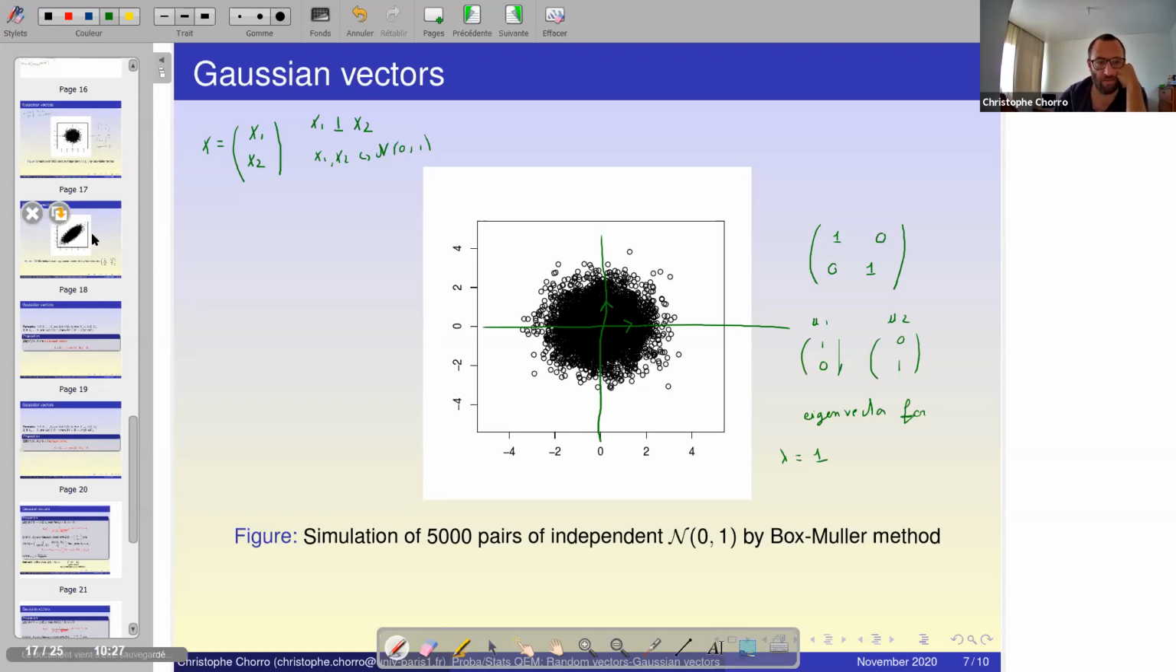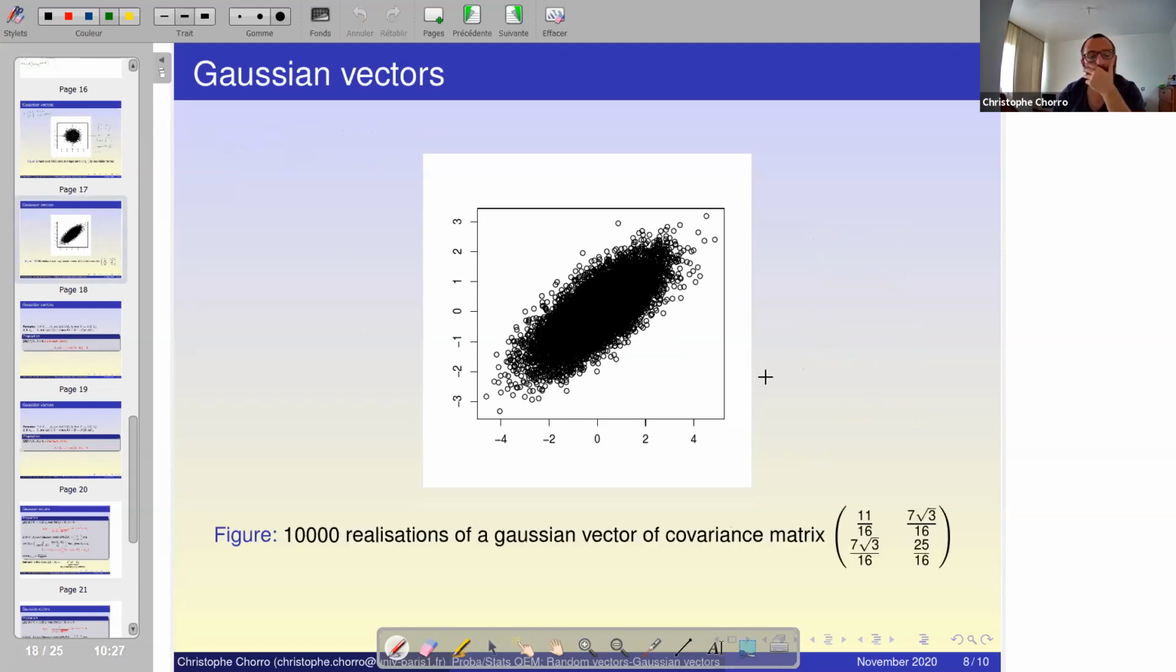Let's see another example. Here, once again it's a Gaussian vector, but it is not made of independent Gaussian random variables, okay? My covariance matrix in this situation is given by this one.